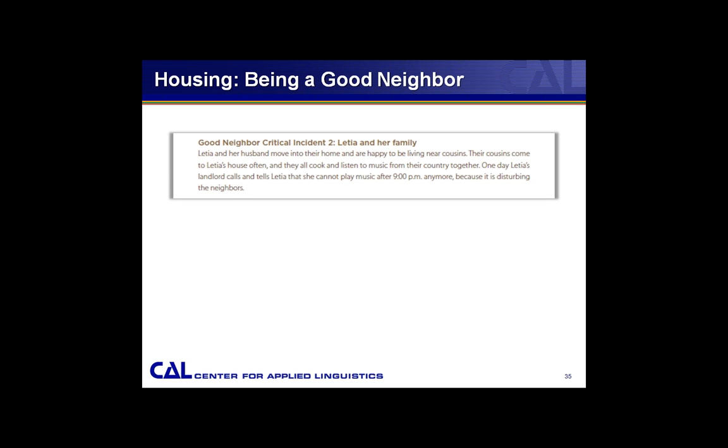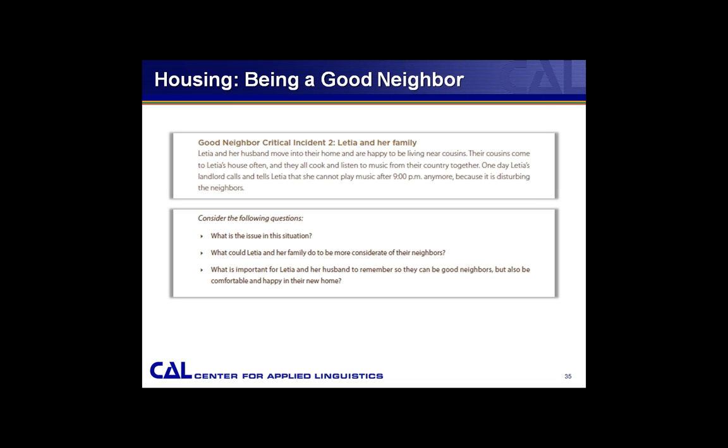The second critical incident included here is about Leisha and her family who moved to their home and are living near their cousins. Very nice situation for them. The cousins come over to Leisha's house and they cook and listen to music together. But then Leisha's landlord calls and says that things are getting too loud. After 9 o'clock, she needs to have her music off. So the questions to consider are: what is the issue? What could Leisha and her family do to be more considerate of their neighbors? And then what do Leisha and her husband need to remember so they can be good neighbors but also be comfortable and happy in their new home?